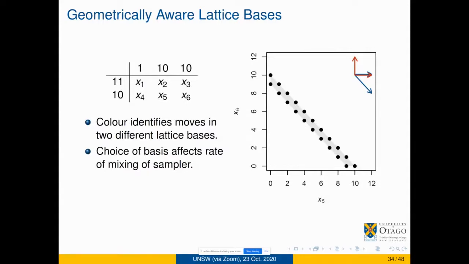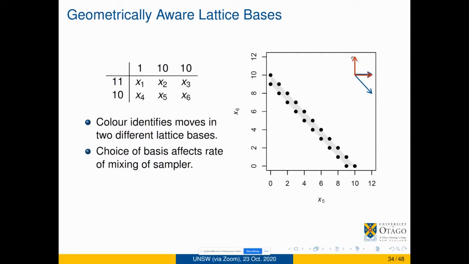So the other issue is I want to be able to focus my attention, if possible, on lattice bases that are geometrically favorable. Those are ones that are going to allow me to walk around my polytope quickly. So going back to the contingency table example, let's now have the constraints as shown here, 11, 10 and 1, 10, 10. And we'll use the two lattice bases that we saw earlier, so red moves and blue moves. These lattice bases correspond to ones that I could pick during my dynamic Markov basis sampling.